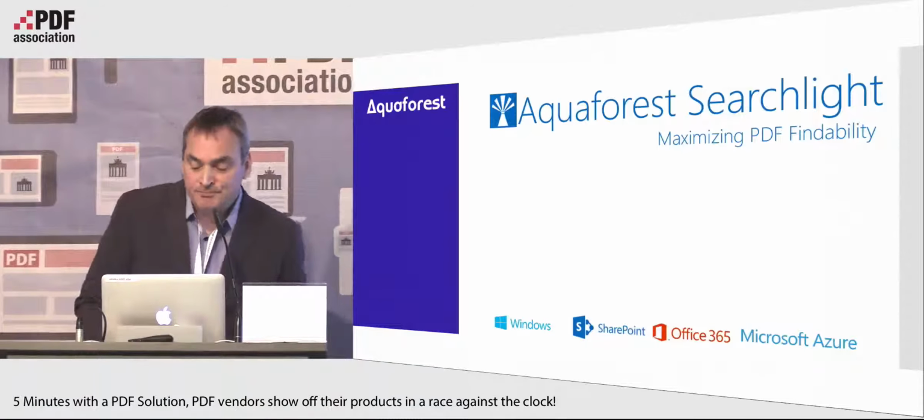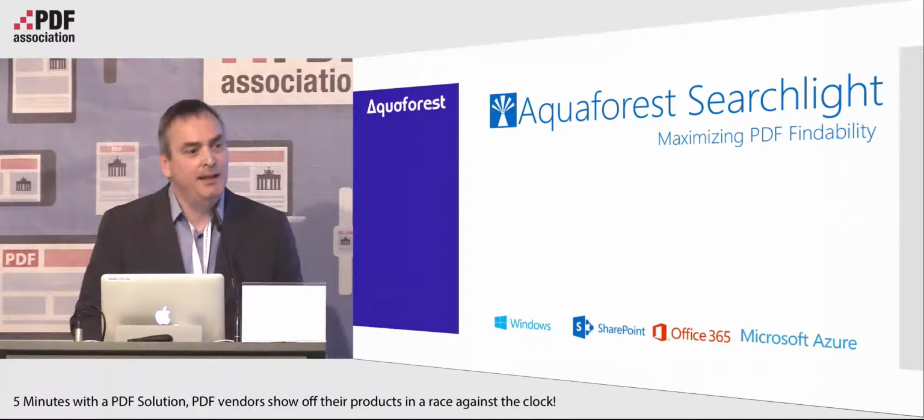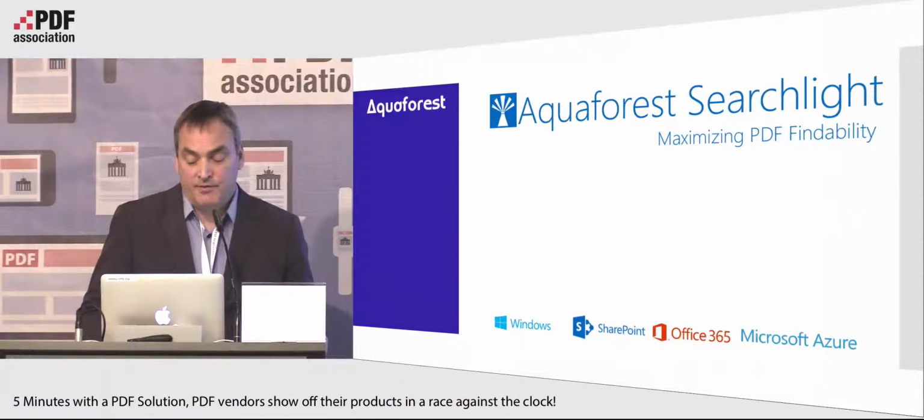So our solution for maximizing PDF findability is called Aquaforest Searchlight. This has done very well for us over the last 2 or 3 years. We focus heavily on the Microsoft platforms, both on-premise and in the cloud. So we support SharePoint Online as well as on-premise, and Windows Azure as well as regular Windows servers.